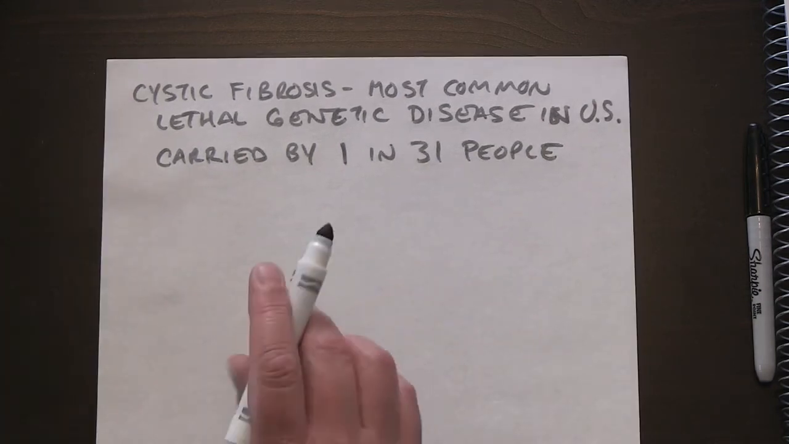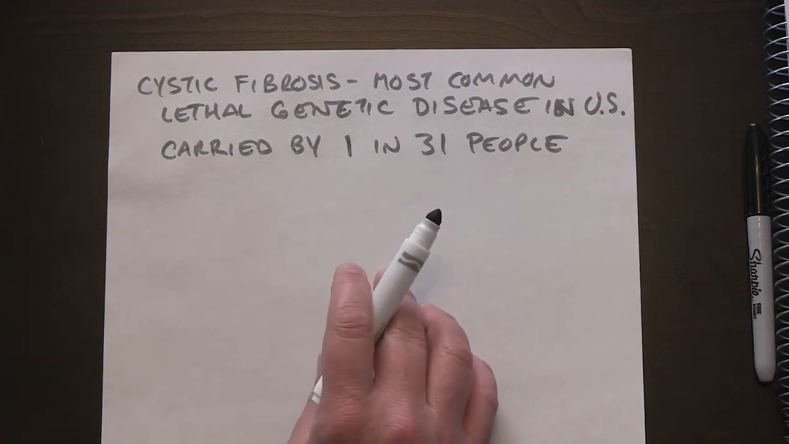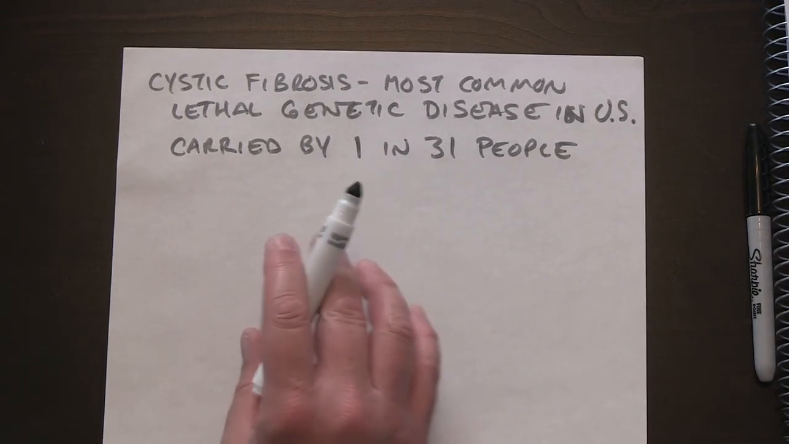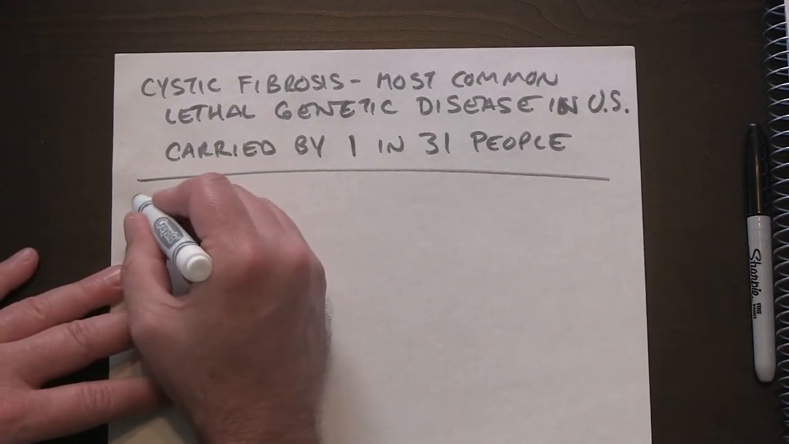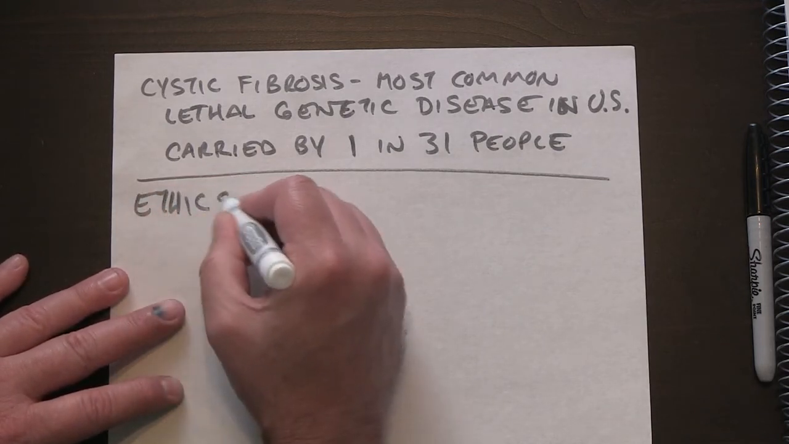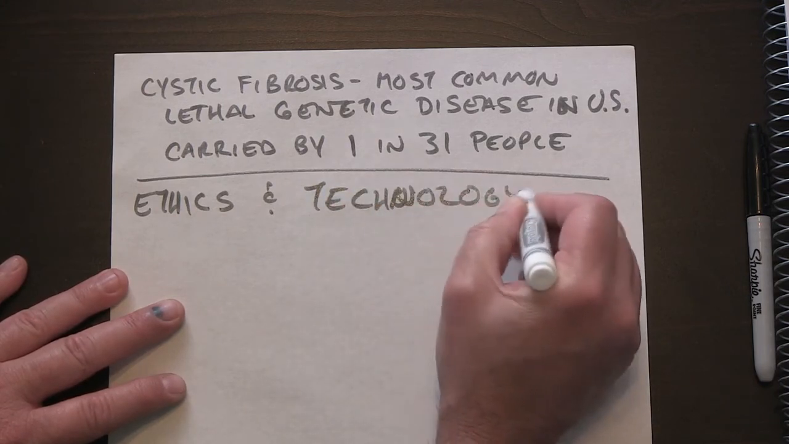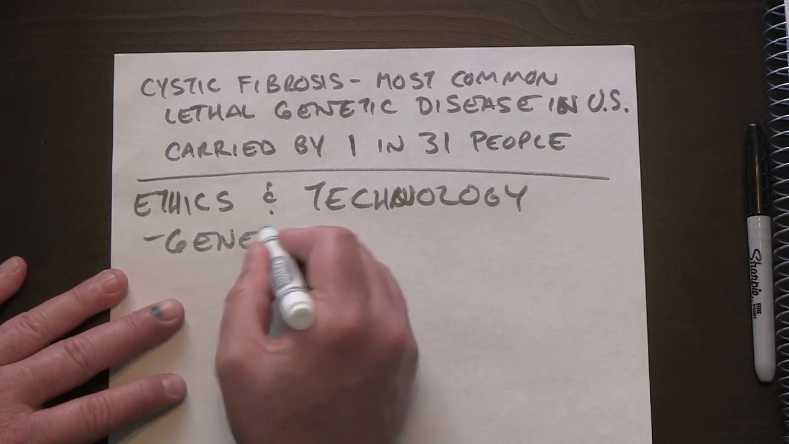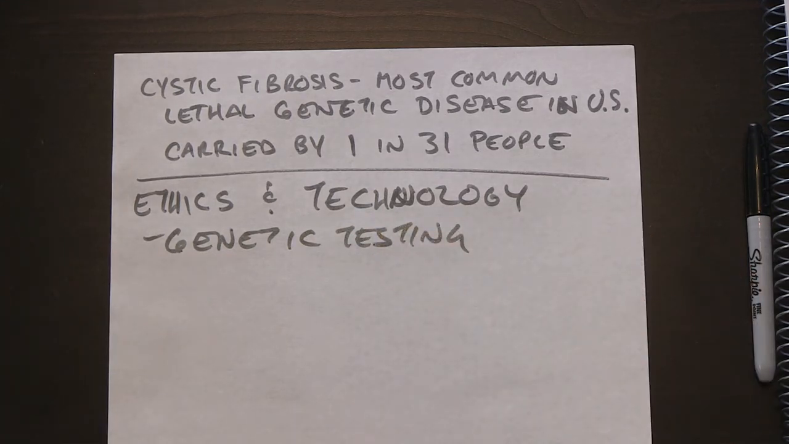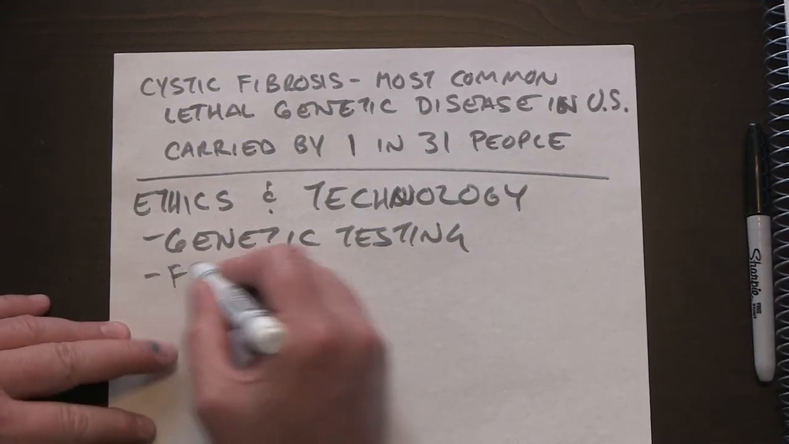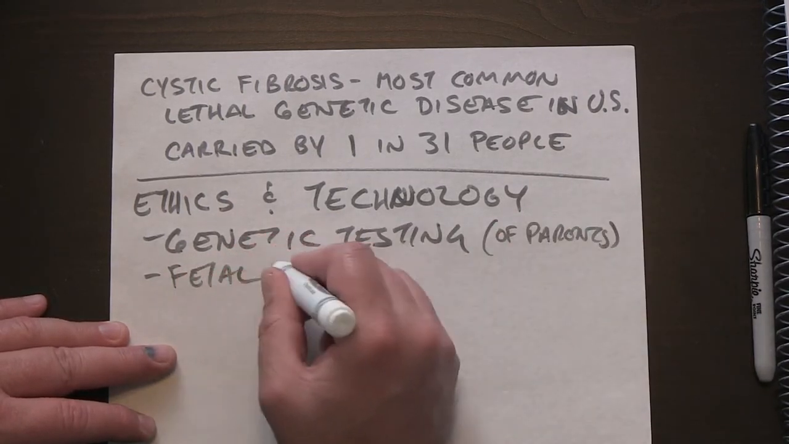So if you know that you're a carrier, you might want to reconsider having a baby with someone who else is a carrier. But this gets into some questions about ethics and genetic technology. So now we can do genetic testing to see if a parent is carrying a disease. We can also do fetal testing.